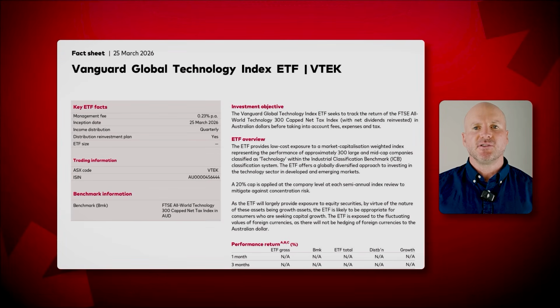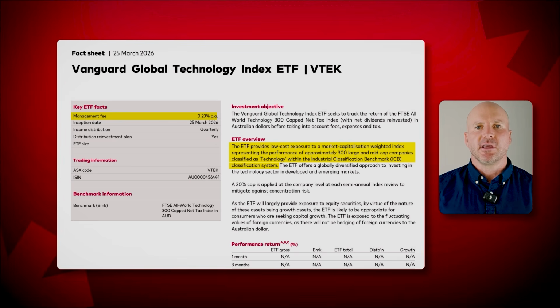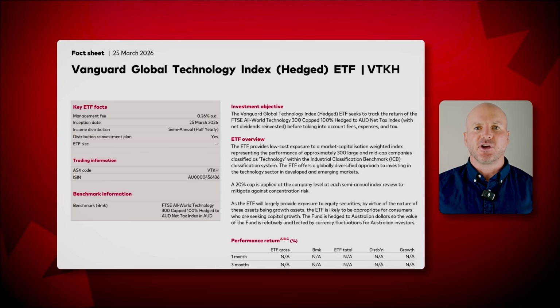For Australian investors, that is useful because the ASX is concentrated and gives you limited exposure to major global growth areas like technology and semiconductors. VTech gives you targeted global technology exposure, not broad international shares. It tracks about 300 large and mid-cap tech stocks across more than 20 countries and charges 0.23% per year. VTKH is a hedged version of VTech with a 0.26% fee. It gives you the same global tech exposure, but with currency movements largely removed.